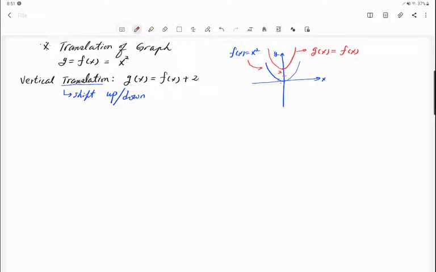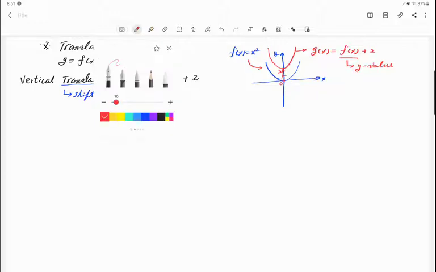Let's say f of x equals 0. Then originally the y was 0, but once you shift 2 units up, this y value is increased by 2. So what we do is add 2 to the original function, to the original y value. So just add the number of units you want to shift up to the y value. That is shift up.